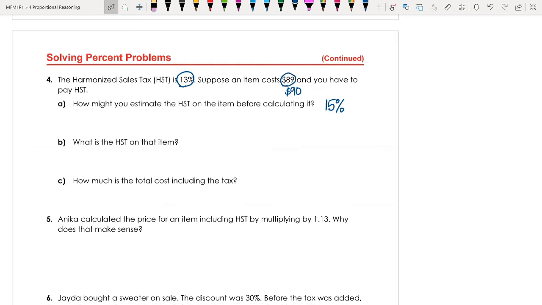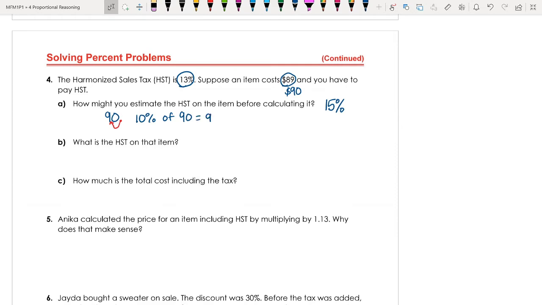And to estimate 15%, we can first estimate 10%. What is 10% of $90? Well, that's easy because anytime you're finding 10% of a number, all you have to do is move the decimal. So the decimal is here right now. All you have to do is move that decimal one place value over. Make that a little bit clearer right here. So 10% of 90 is 9.